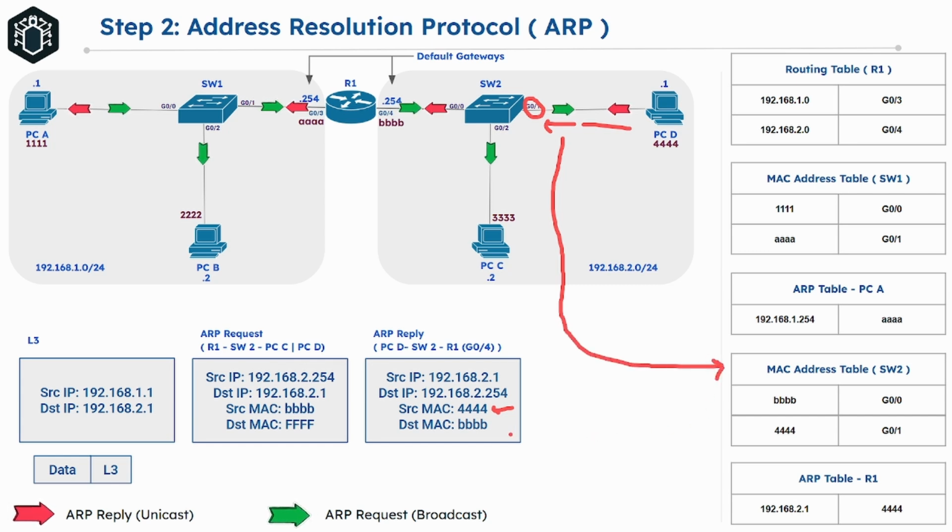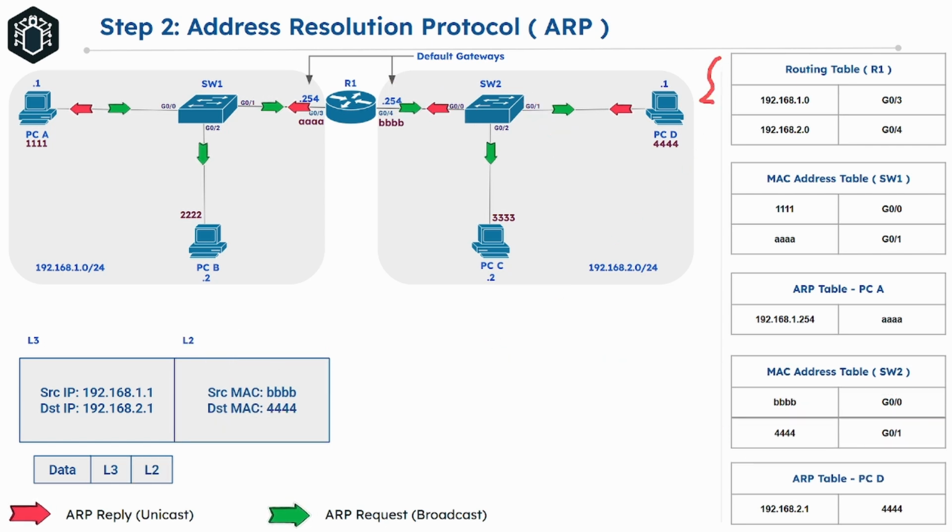Moving forward, the switch also checks the destination MAC address, which is BBBB. It looks up this address in the MAC address table and finds its outgoing interface, which is G00, and sends the ARP reply to the router. First, the router checks its routing table to see if it knows how to reach the destination network. Since it already has an entry for the destination network 192.168.2.0, it forwards the packet out of the G04 interface.